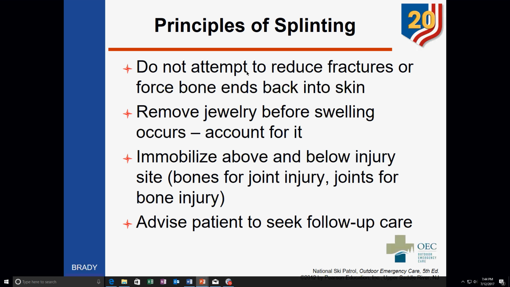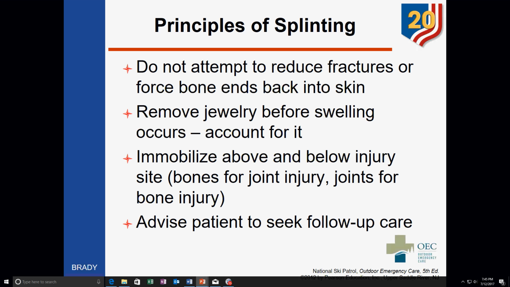Pretty obvious. You don't want to reduce a fracture. You don't want to try and make an open fracture a closed fracture. One of the questions on the test is, if it's a hand problem, get their jewelry off before the swelling occurs and they have to cut it off or can't get it off themselves. Again, immobilize above and below the joint. Bones for joints, joints for bone injuries. That's one of the takeaways here.